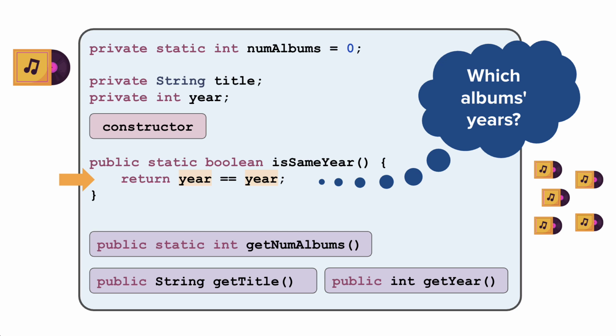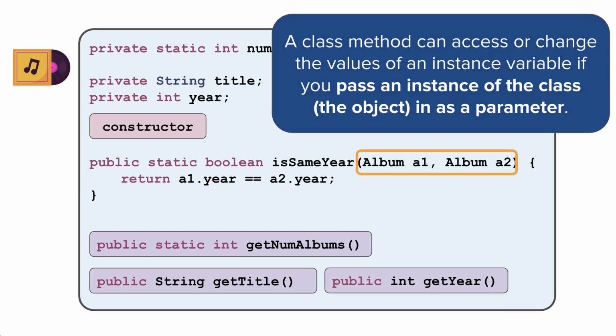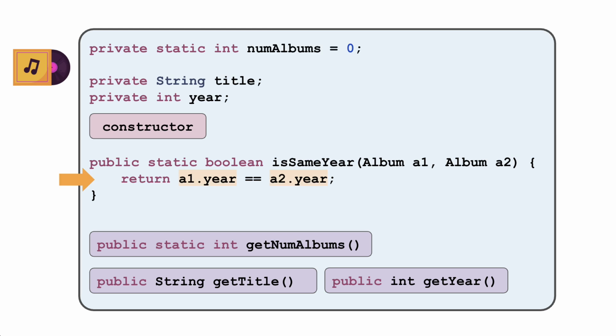Thankfully, there is a way to use instance variables within a class method that doesn't result in these errors, and that is to bring in objects as parameters. A class method can access or change the values of an instance variable if you pass an instance of the class, the object, in as a parameter. Now this method can access the instance variables of the parameter objects as well as their instance methods.